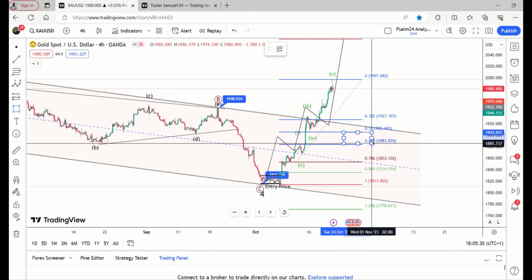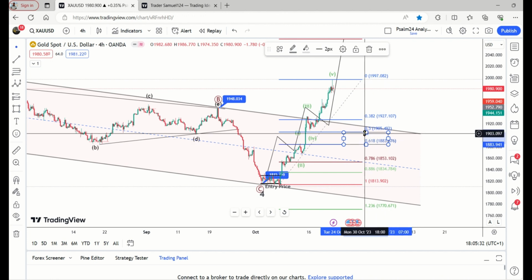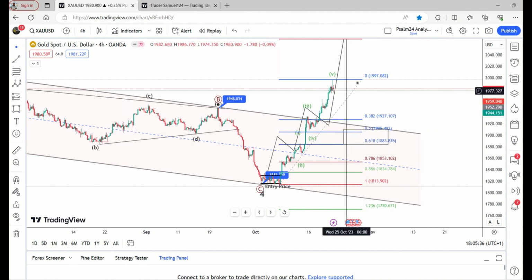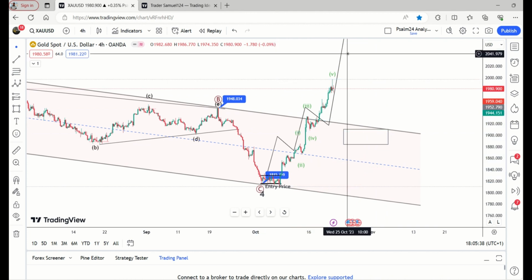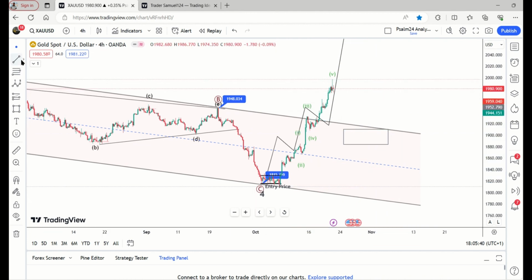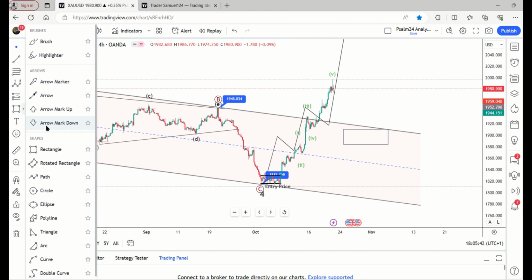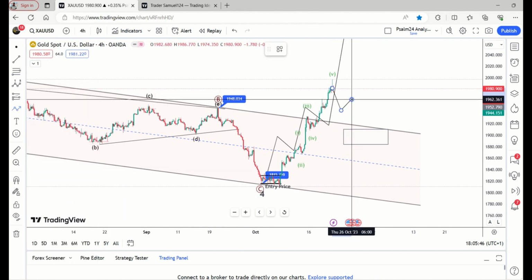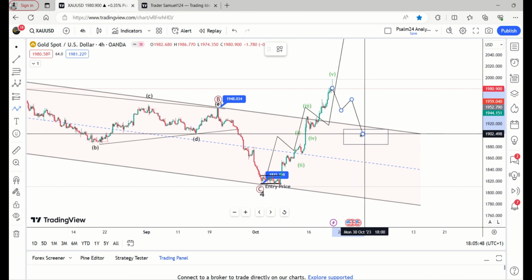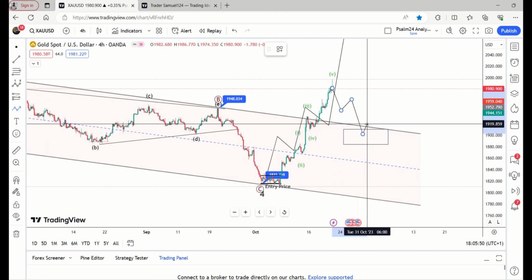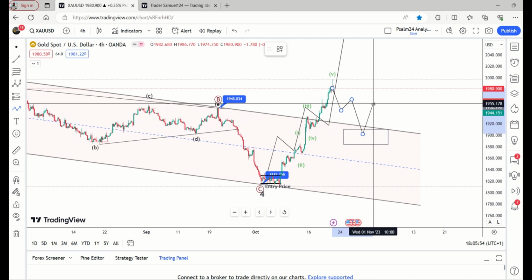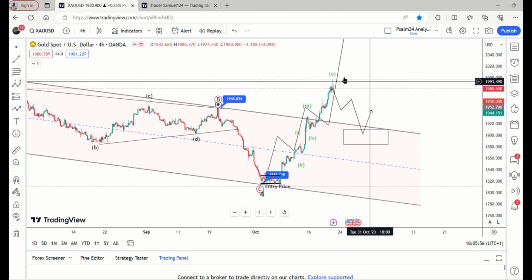We may see a pullback to this zone, anywhere around this zone. The market makers, the composite operators, might bring the price down to that zone. So we are not going to be long on gold for this week. We are going to wait until this pullback, and then we would continue. So that is our outlook on gold.